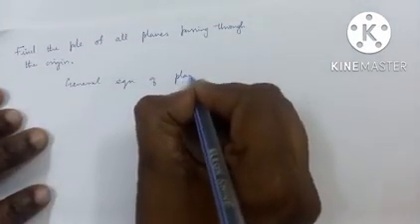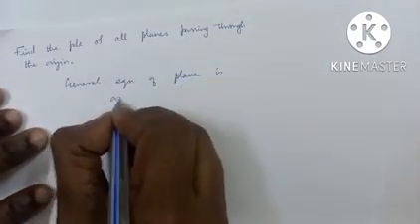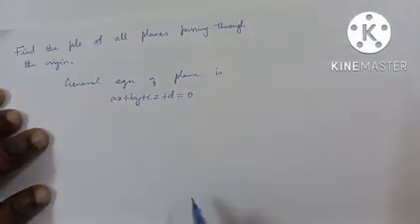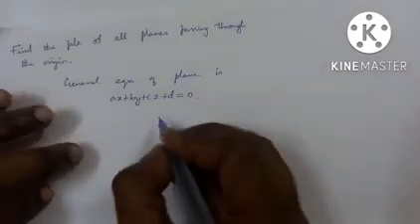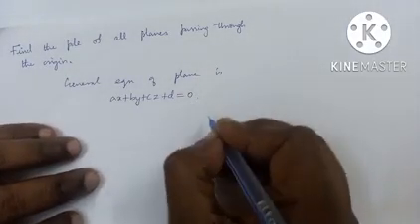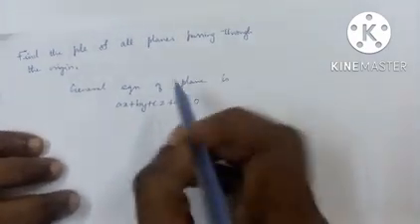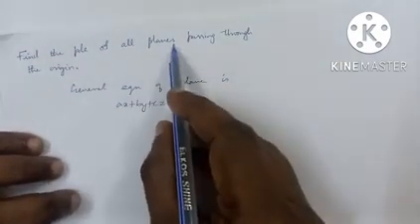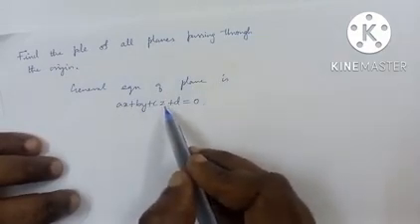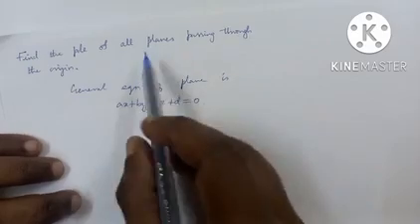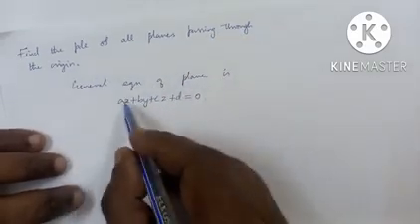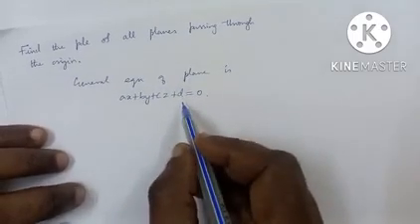The general equation of a plane is ax plus by plus cz plus d equal to 0, which you studied in school, right? Ax plus by plus cz plus d equal to 0. Okay. It is given as all planes. Why all planes? When a, b, c, d take different values, we get different planes. That's why it says all planes. All planes passing through the origin. So this plane passes through the origin, right?